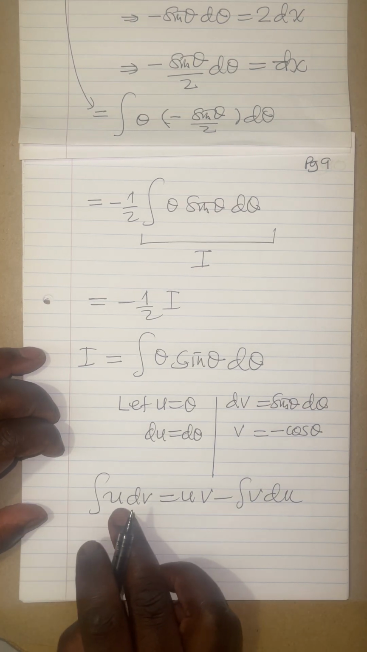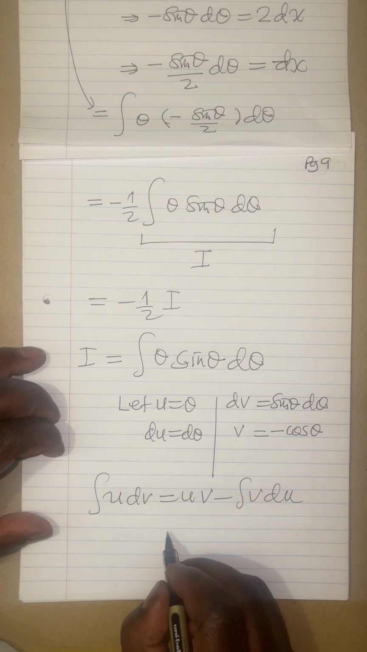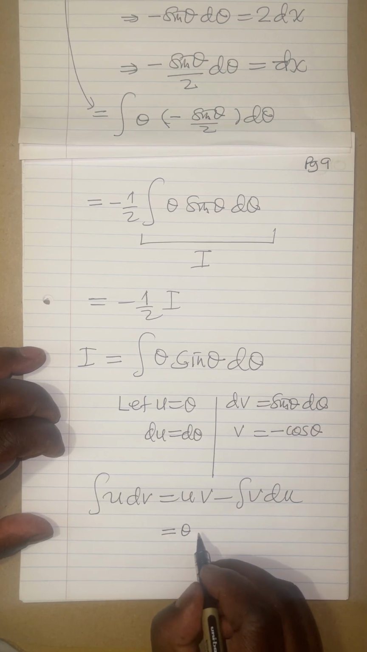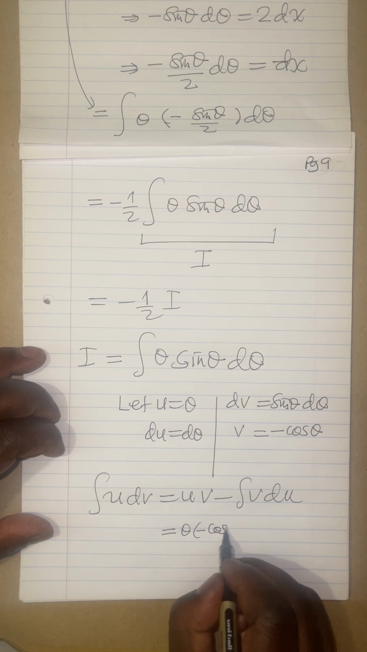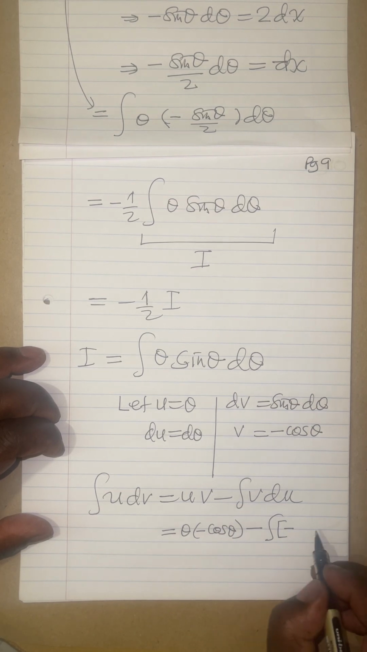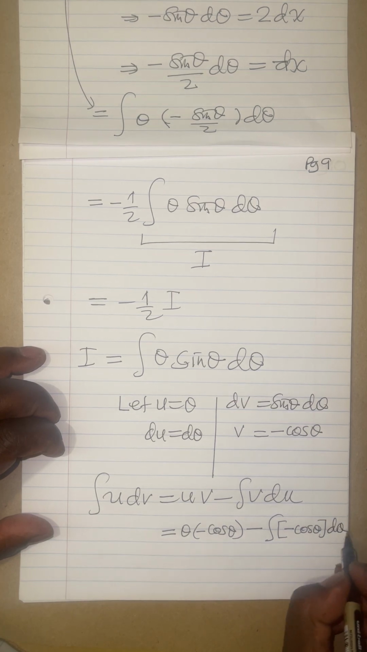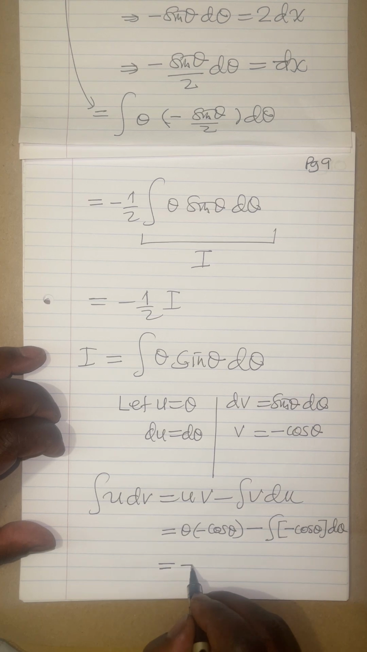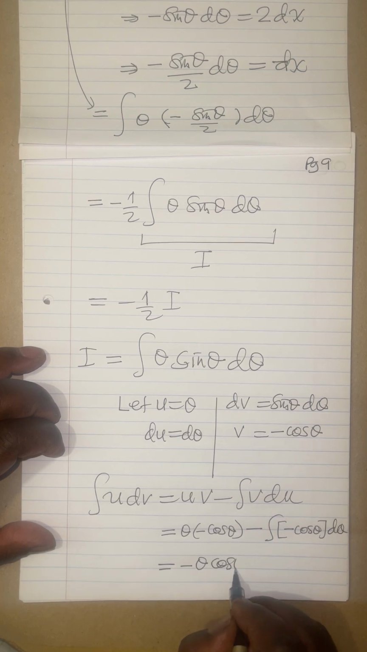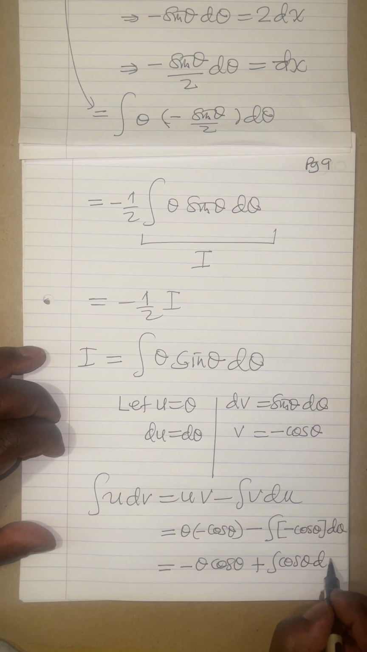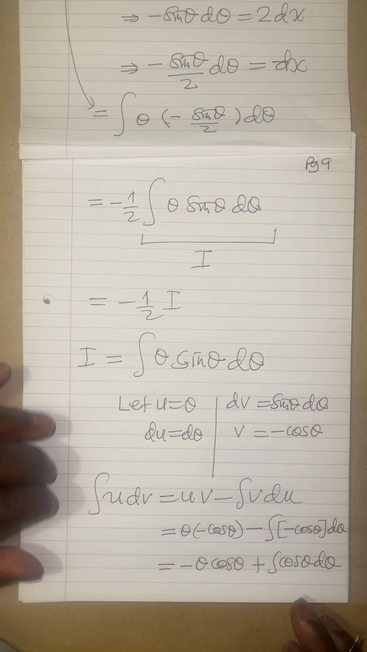Substituting, I can just go straight and say this is equal to theta times minus cos theta, and then minus the integral of minus cos theta d theta. These minuses will give me a plus sign, and so here I have minus theta cos theta plus the integral of cos theta d theta. Right, you multiply those out.